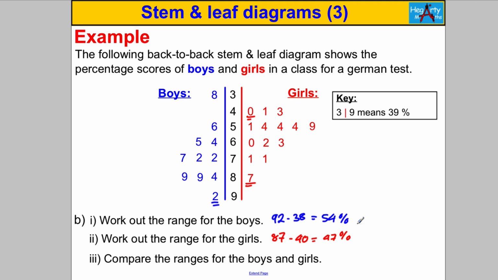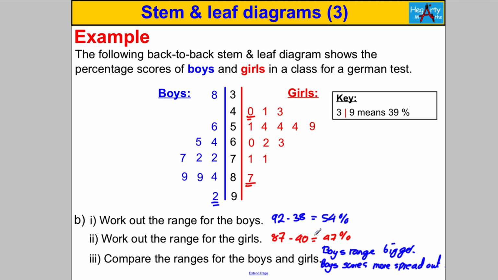Now compare the ranges. The boys' range is bigger than the girls', so you can state that. Boys' range bigger. And what does that mean? Do you remember what you must say? Therefore you say the boys' results are more spread out. Boys' scores more, and that's the key word, more spread out. Or you could say that the girls' scores are more consistent because they're closer together. It's up to you. And that's the type of thing we're going to be doing.